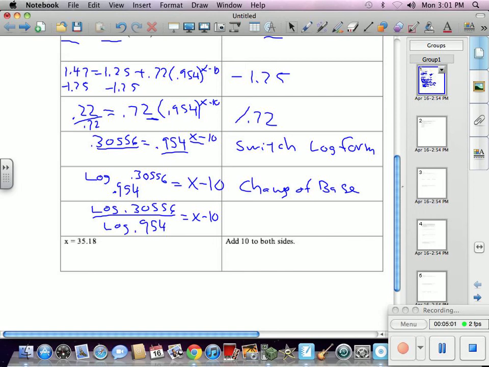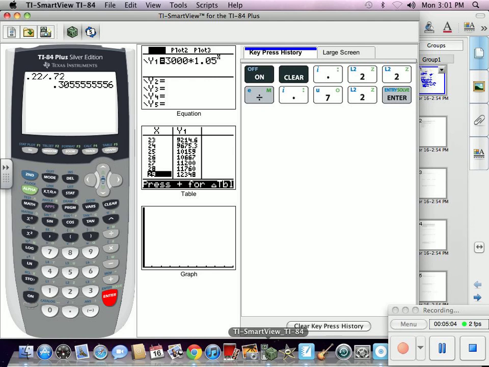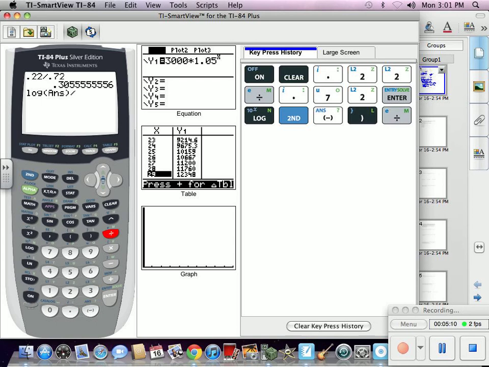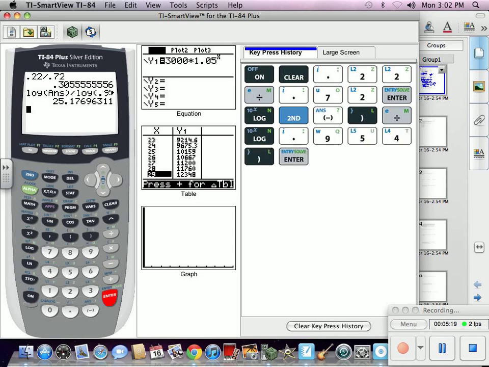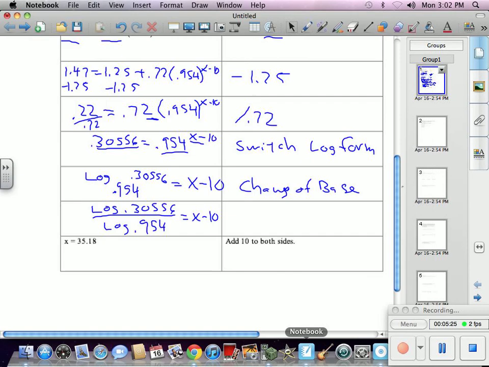So then I go back into my calculator and remember those numbers. I could say log of the answer divided by log of my base, which was 0.954. And that'll give me an answer, 25.177. Then I'm going to get 25.18 equals x minus 10. And my last step is just to add 10 to both sides. And I get my answer, 35.18.